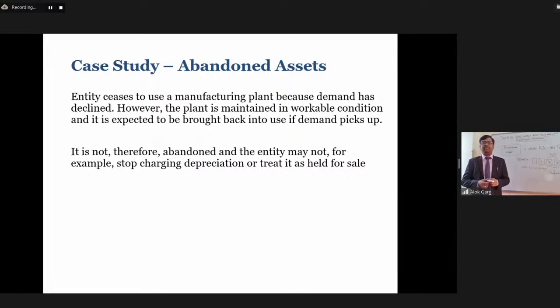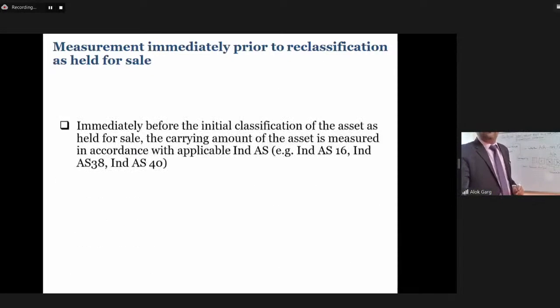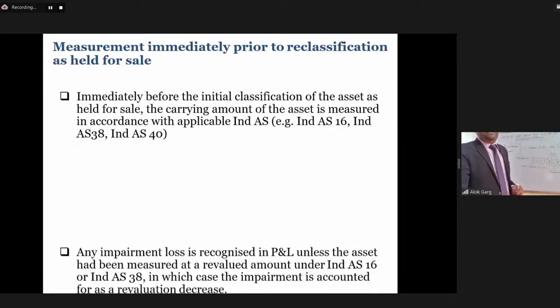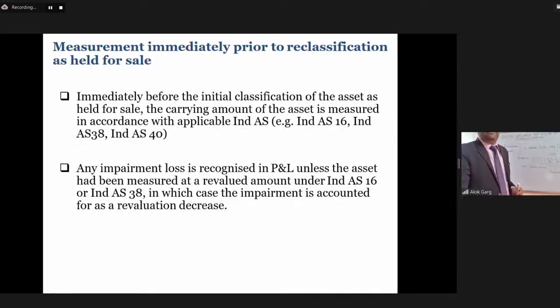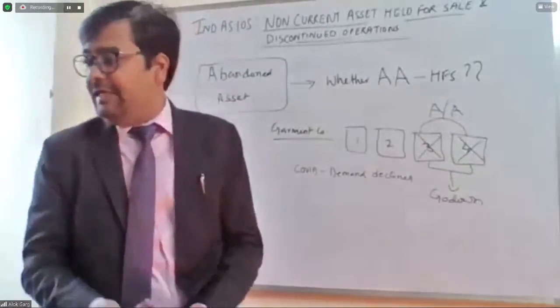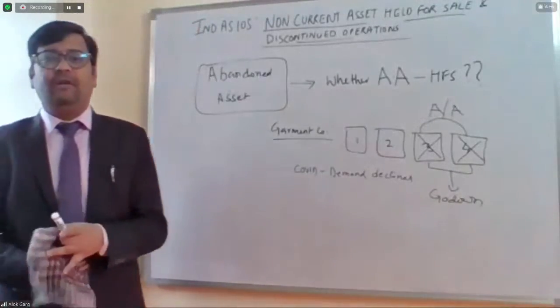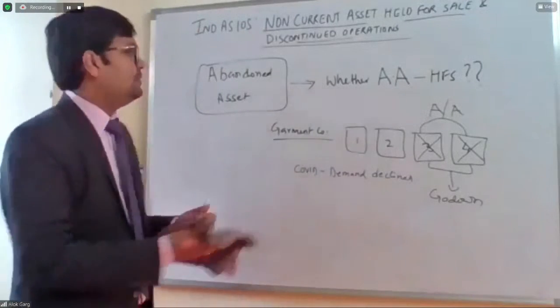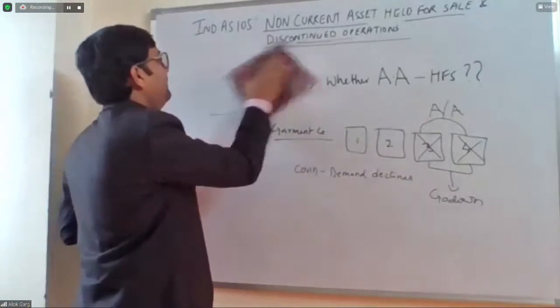The depreciation will not be stopped because as per Ind AS 16, depreciation will be charged when the asset is available for use. Now coming to the measurement part. Let me take you through it. Any query so far? We have covered the concept of abandoned asset also. Now we are moving into the measurement part.